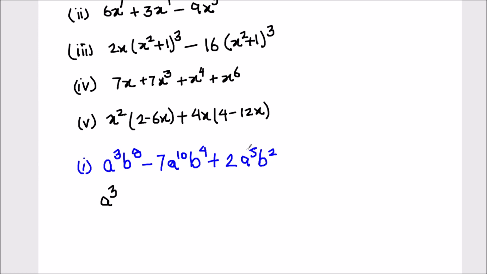And now let's see the b term. Here the lowest b term is b square. So we can only factor out b square from all the terms. So our greatest common factor or GCF of all the three terms is a cube b square.